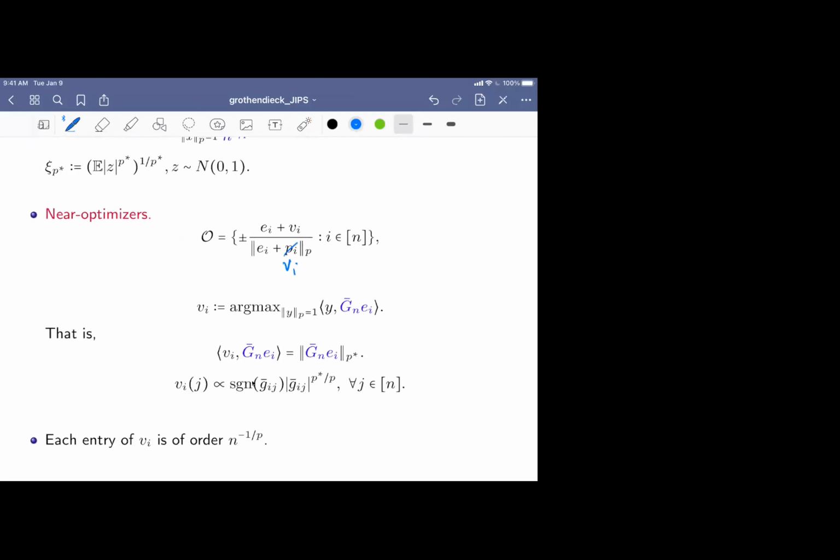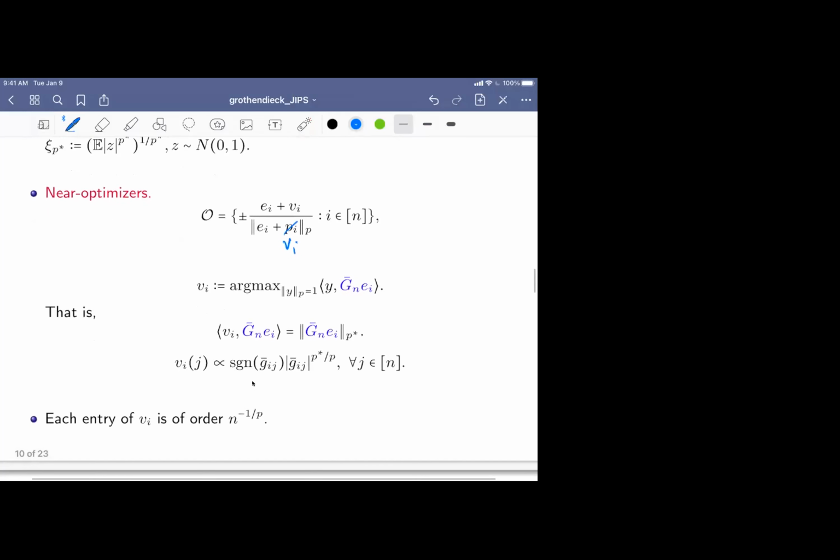Thanks. So vi is the vector with the unit LP norm that maximizes the correlation with the ith column of the GOE. In other words, if we take the inner product between vi and the ith column of the GOE, we get the p star norm of the ith column of the GOE. And of course, this follows from the Holder inequality. If we chase when equality occurs in the Holder inequality, we can actually give a formula for vi. And it turns out that this vi is very flat. So vi is a vector in LP, and each of the entries is roughly of the order of 1 over n to the power 1 over p.